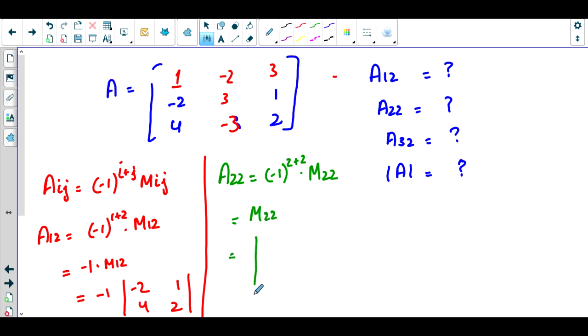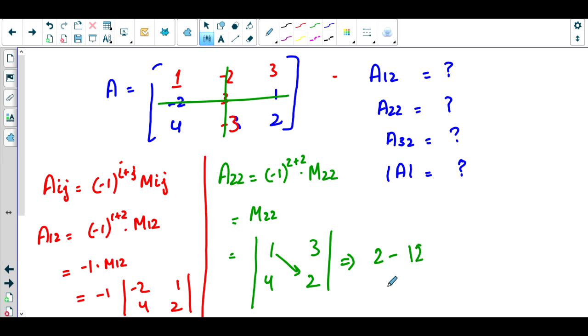Now for M22 we have to do what? Remove the second row and second column, like this is the row and this is the column gone, so we are left with 1, 3, 4 and 2. We solve it. It's 1 into 2 is 2, minus 12, so it is -10. It is equal to a22, which is -10.